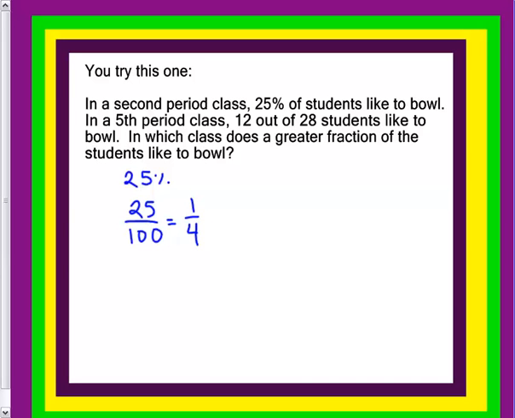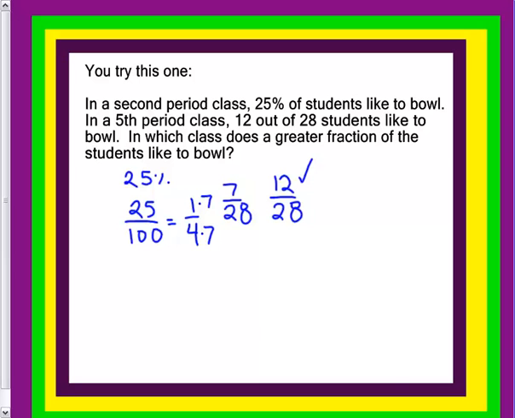And in fifth period, we had 12 out of 28 students. Okay, so our least common denominator between 4 and 28 is 28. So we can leave this one as is, and this one we just need to have a denominator of 28. So you're going to multiply the numerator and denominator by 7, giving you 7 over 28.